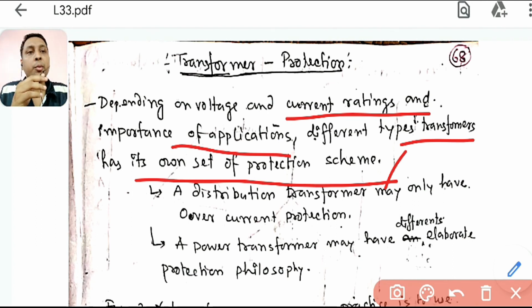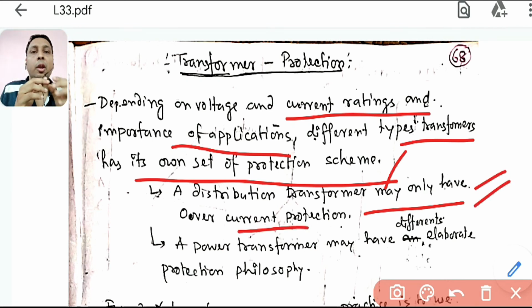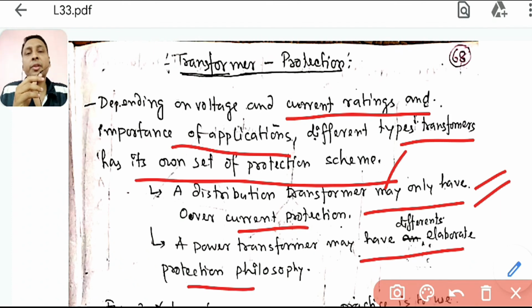So that's why a distribution transformer may have only overcurrent protection. You will see in distribution transformers mainly overcurrent protection, or you can also see fuses connected. Fuses you can also think of as an overcurrent protection type. And in power transformers, you have different types of elaborate protection schemes. There are different protection schemes we will be using in power transformers, not a single one. Different types of relays we will see.